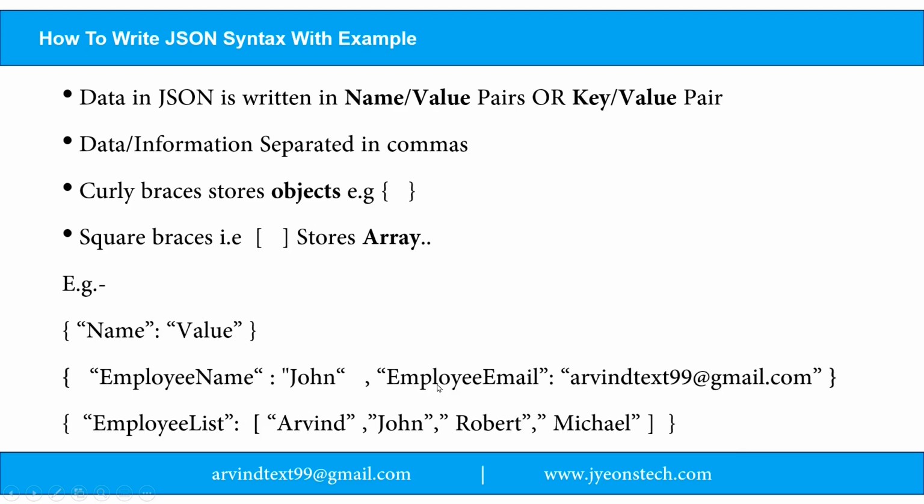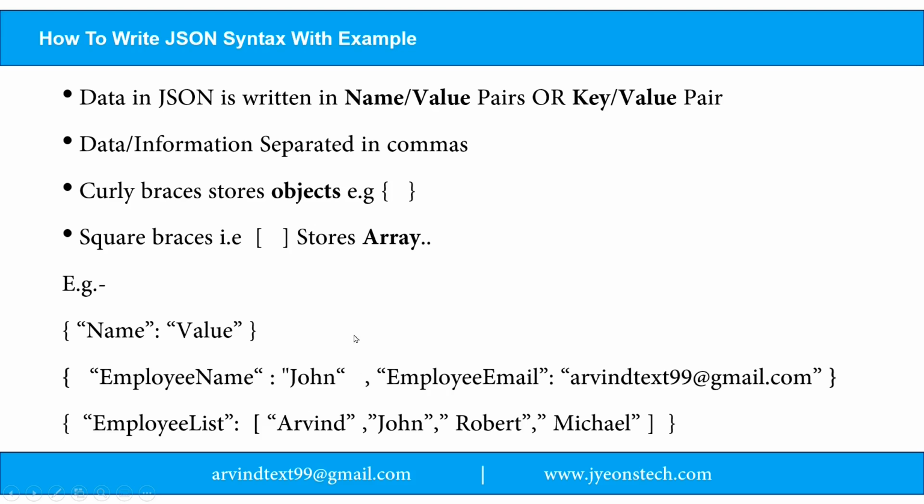Now the second example. If you read this line, curly braces store objects. These are the curly braces, starting from here and here. So this is the object. How does it store the data? First is the key. For example, employee name. Employee name comes in double quotes. This is the name or key, then a colon, and then this is the name of the employee. This is the value part.